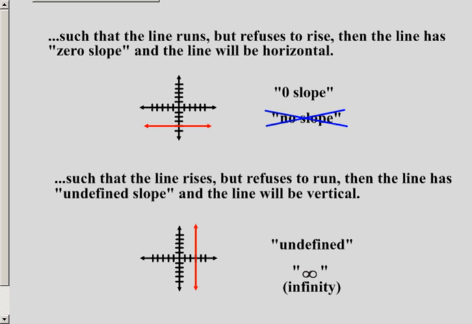And another situation they may run into is the infinity symbol. And if you're not familiar with infinity as a symbol in mathematics, it basically means uncountable. Okay, so either of those terms would be acceptable to describe the slope of a vertical line.